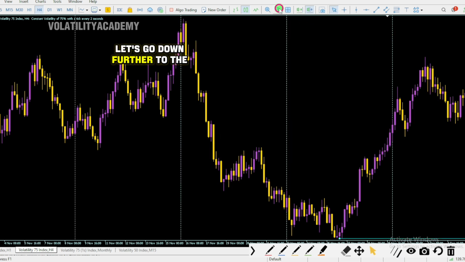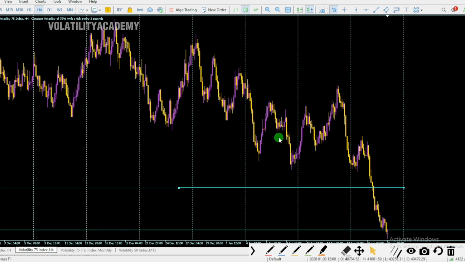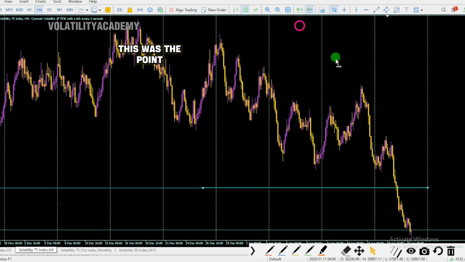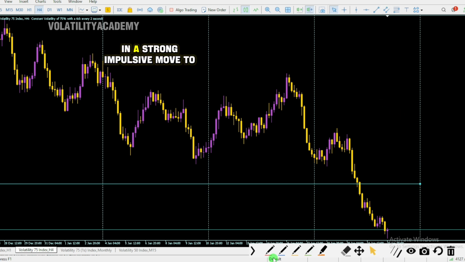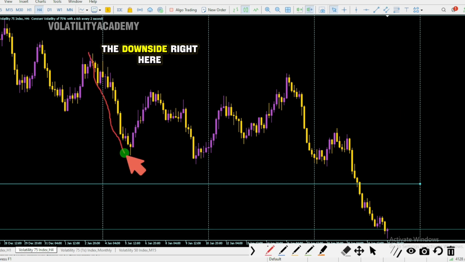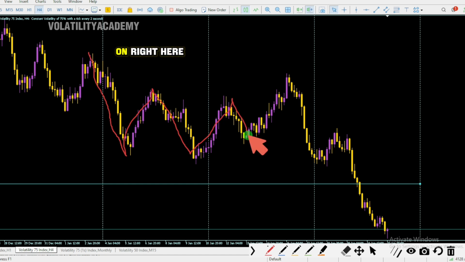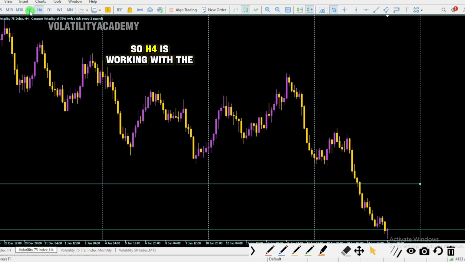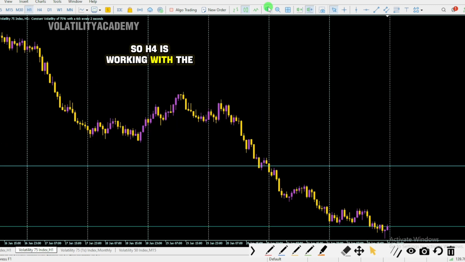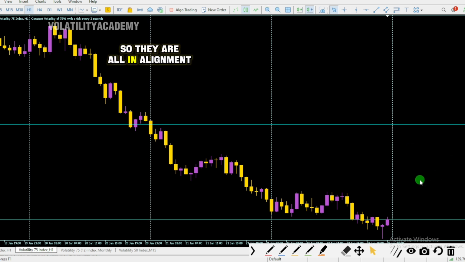Let's go down further to the H1 time frame. Now on the H1 time frame, this line here was where market broke structure to the downside on the daily time frame, and as you can see, we are on a strong impulsive move to the downside right here. You can see what is going on right here. Market is strongly breaking structure to the downside. So H1 is working with the other time frames, so they are all in alignment.